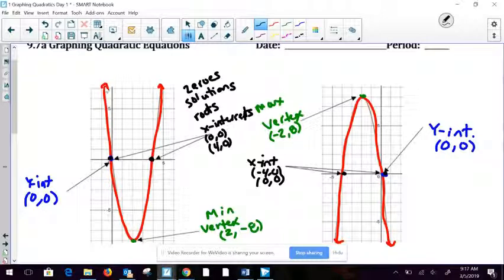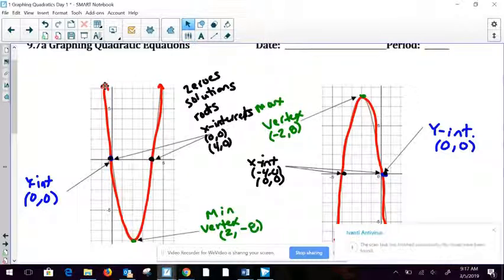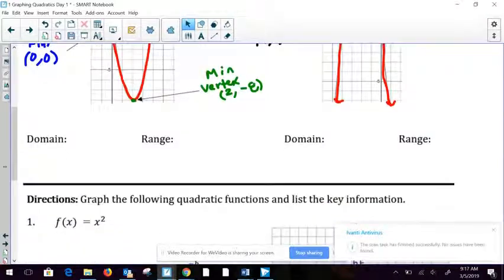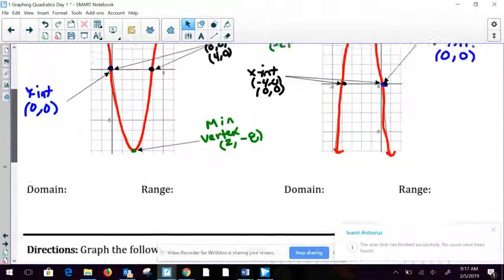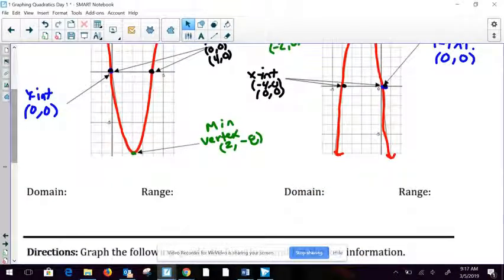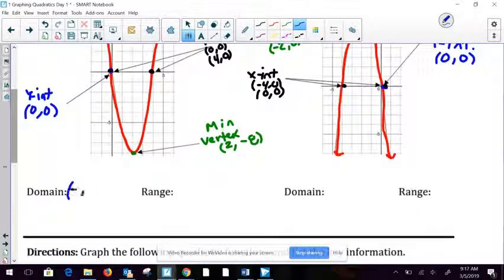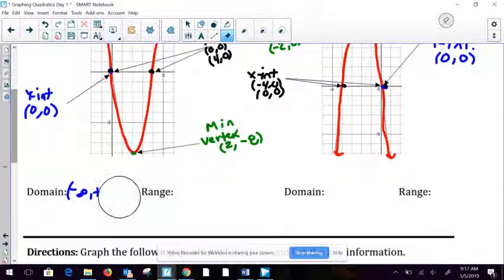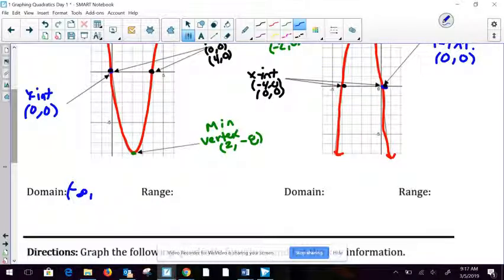Okay, so now that we discussed the key parts of a graph, let's go ahead and graph some of these. Oh, I lied. Hold on, let's go backwards for a minute. When we're looking at the domain, this is talking about which x values we can substitute into our equations. It's always going to be -infinity to +infinity.